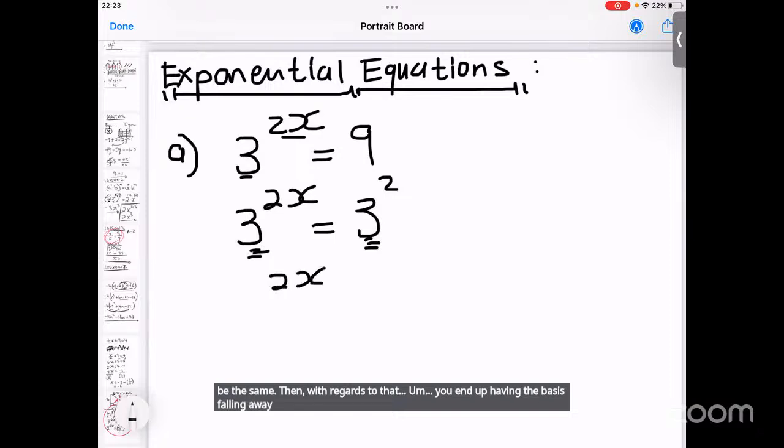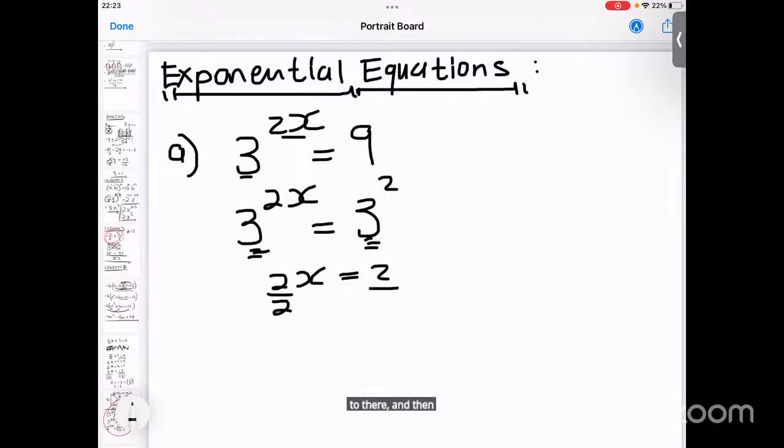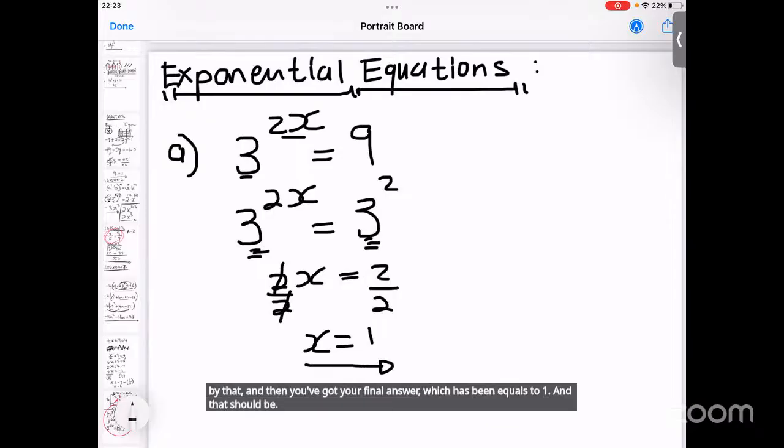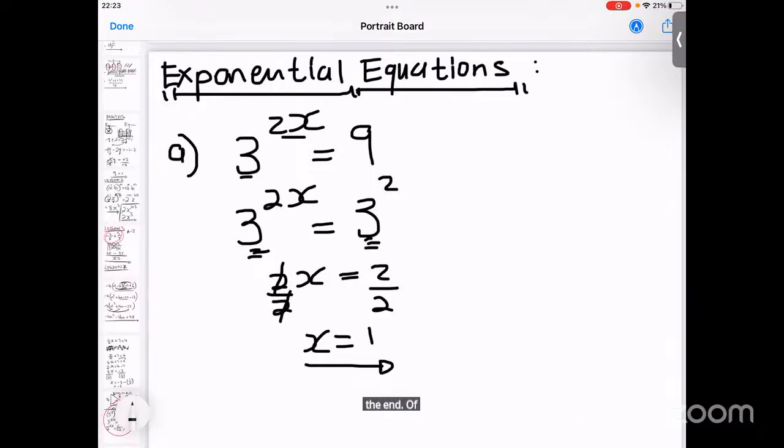Then you've got your 2x, which is equal to 2 there, and then you remove that 2 by dividing both sides by it, and then you've got your final answer, which is x equals 1. And that should be the end of it. I hope that part makes sense.